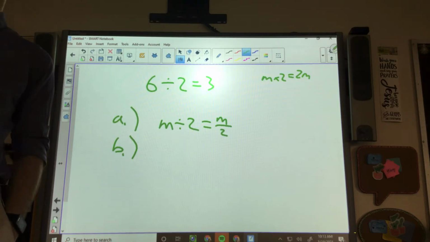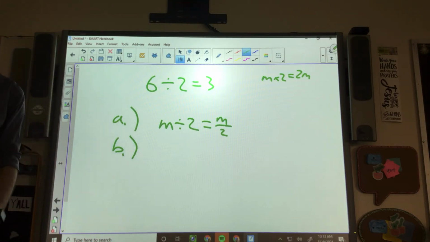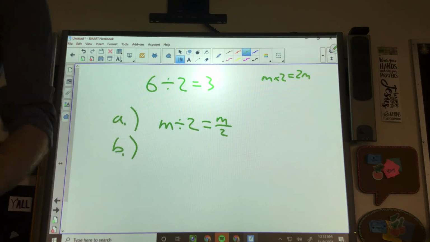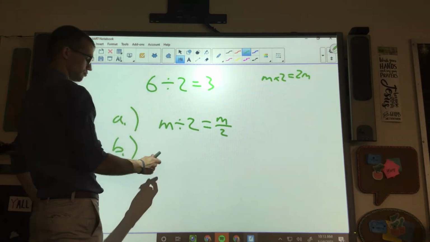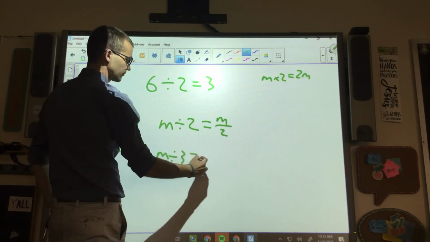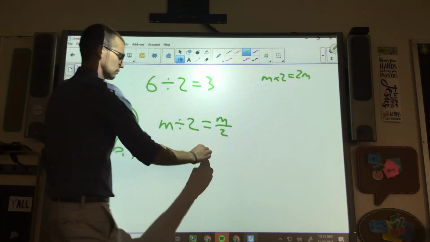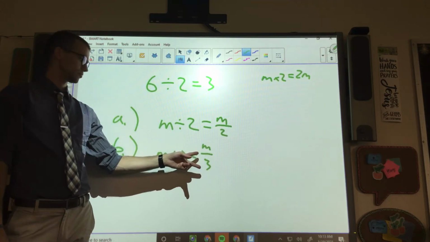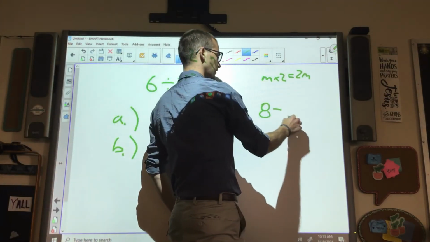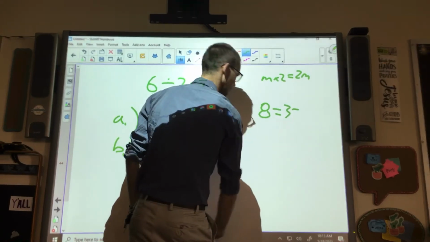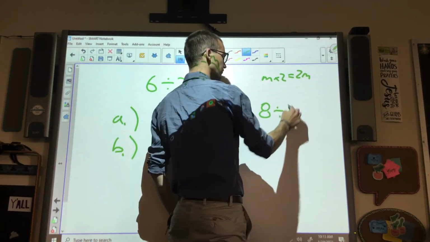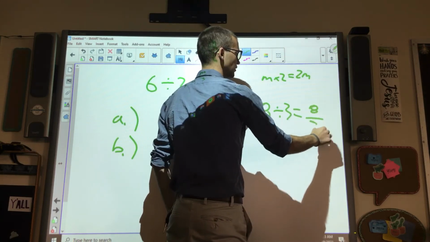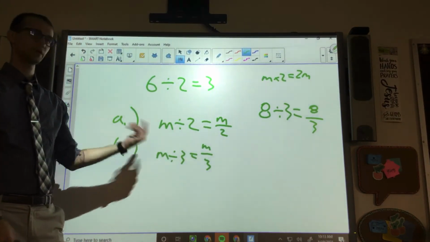If the juice boxes are put into 3 equal groups, how many boxes are in each group? Okay, what do we do? It's no longer M divided into 2 different groups, it's M divided into 3, which simplifies to M over 3. How is that a fraction? Well, if I had 8 divided by 3, I can simplify that to 8 over 3, yes? It works the same way.